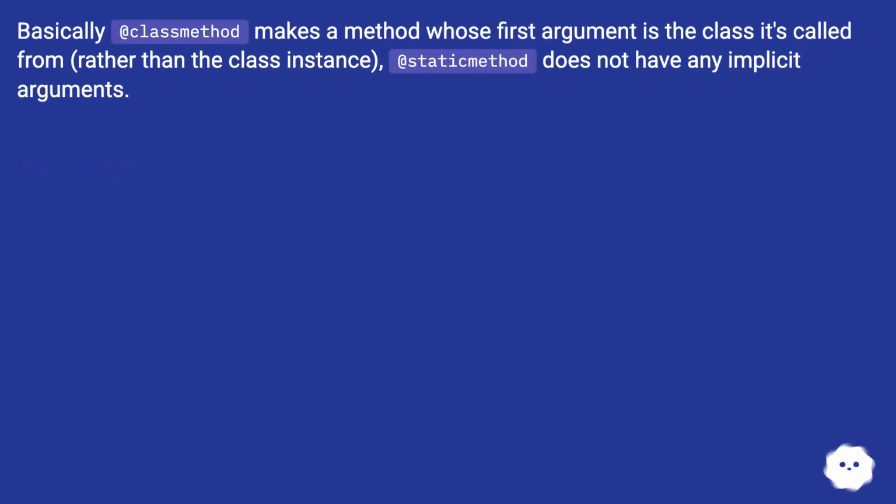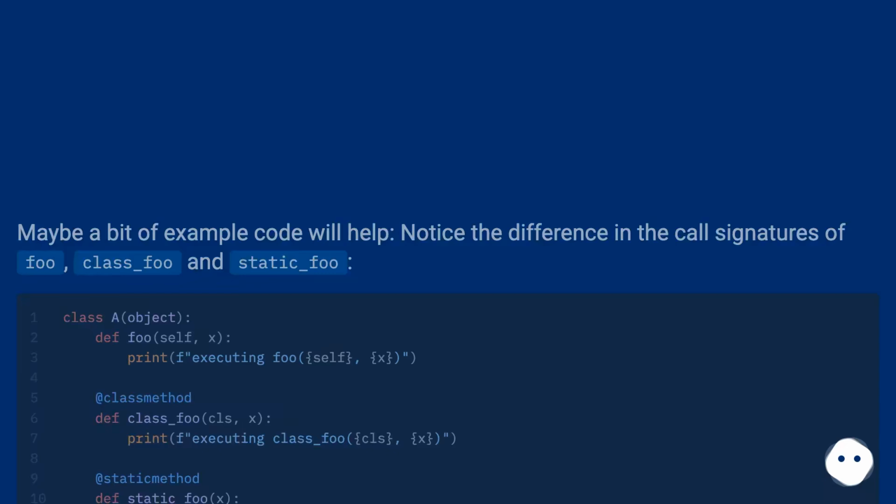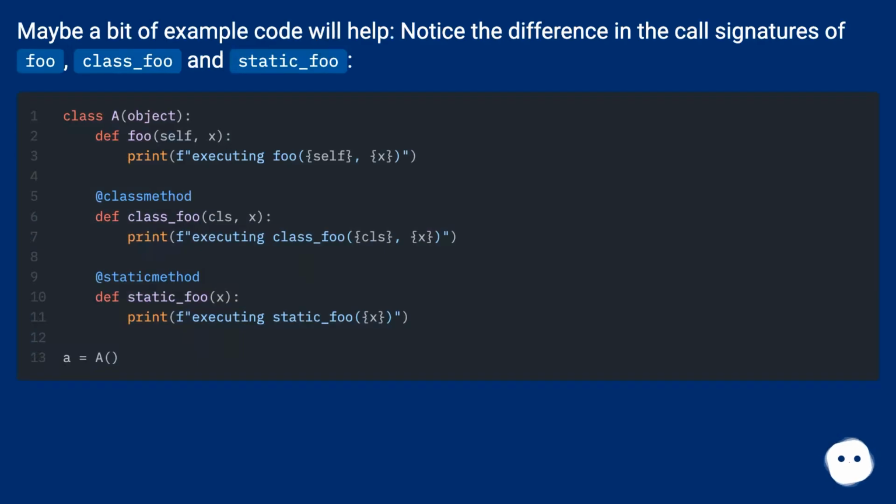Basically, @classmethod makes a method whose first argument is the class it's called from, rather than the class instance. @staticmethod does not have any implicit arguments. Maybe a bit of example code will help. Notice the difference in the call signatures of foo, class_foo, and static_foo.